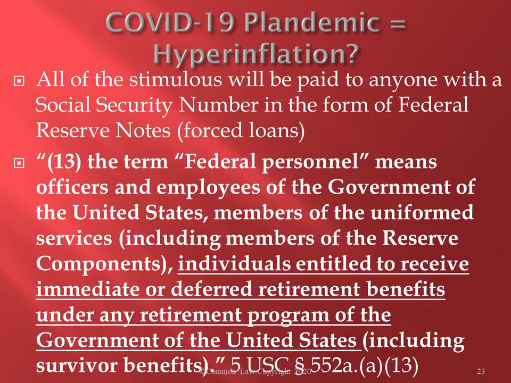And this is Title V, United States Code, Section 552a(13). Well, that's interesting that Title V is government employees. Anyways, it says the term federal personnel means individuals entitled to receive immediate or deferred retirement benefits under any retirement program of the government of the United States, including survivor benefits. Well, that's anybody with a Social Security number is federal personnel.